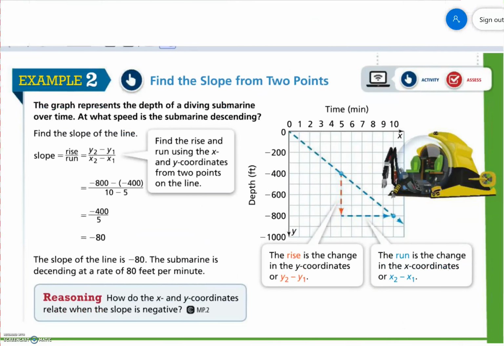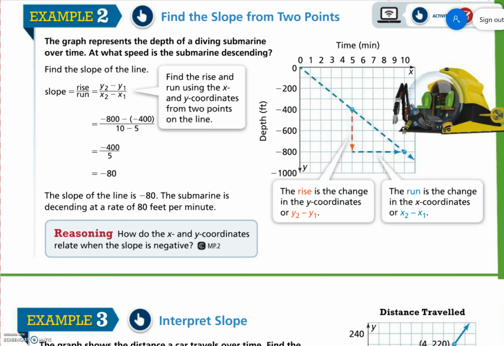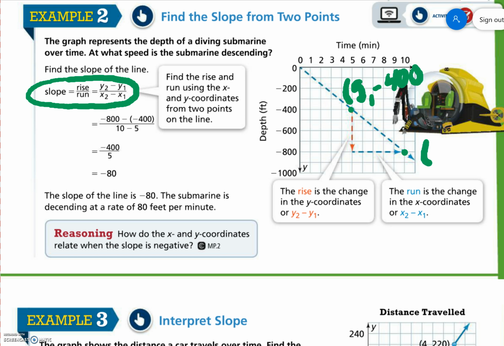Example number 2. Find the slope from 2 points. So here is your slope formula. This is always the formula you're going to use in order to find slope. y2 minus y1 over x2 minus x1. So I'm going to show you how that works. You pick 2 points. So this point here is at 5, negative 400. And this point is at 10, negative 800.